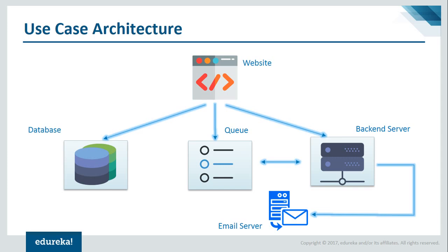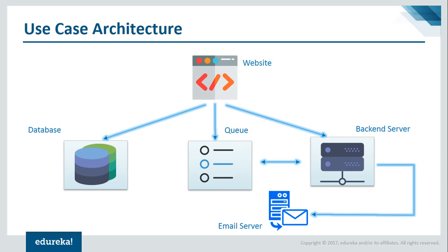Right? Then we have the queue. So the queue basically acts as an external memory to stateless systems, right? Our backend server, which I'll be explaining in a few minutes, is basically a stateless system. It doesn't have a memory of its own, right? So it has to rely on a queue to get its jobs.